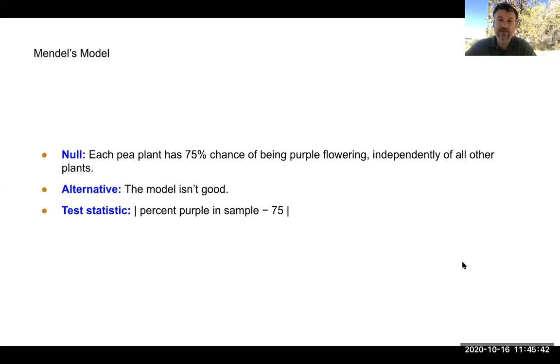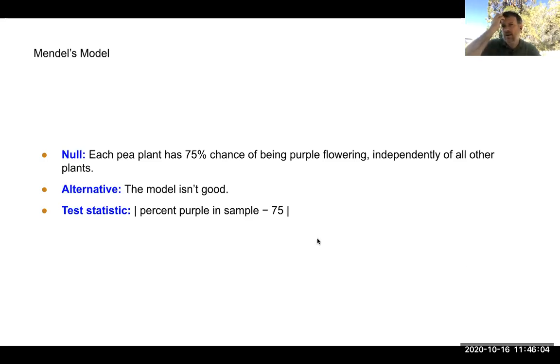Yeah, either a very large percentage of purple flowers or a very small percentage of purple flowers, both of those would count as evidence against the null. If 99% were purple, that's evidence against the null. If 51% were purple, also evidence against the null. Both of those are in some sense equally evidence against the null.